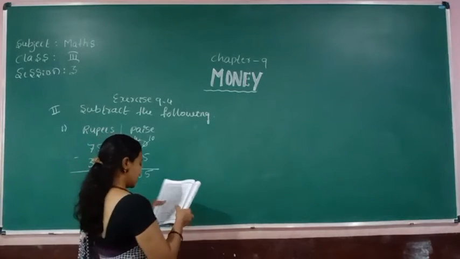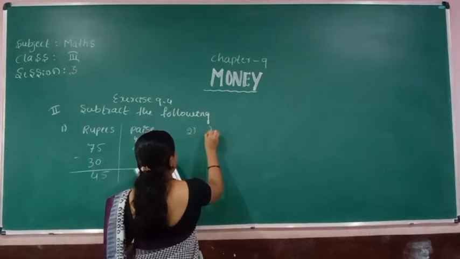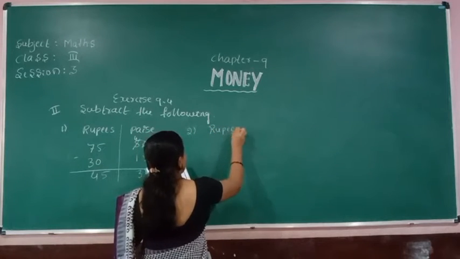Understood? Okay, next one, that is the second one, rupees and paise.